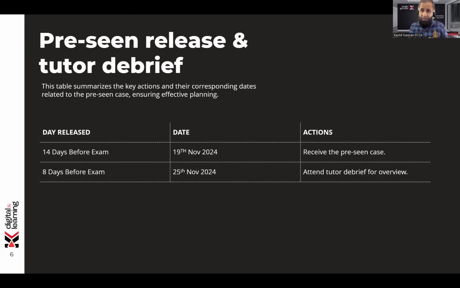The pre-scene, 14 days before the exam. So for the ACCA December 2024 exams, this is my estimated timelines. I believe the pre-scene will be out by the 19th of November 2024, plus minus 1 day is possible. That's where the ACCA students appearing for SBL December 2024 exams will be receiving the pre-scenes by ACCA.